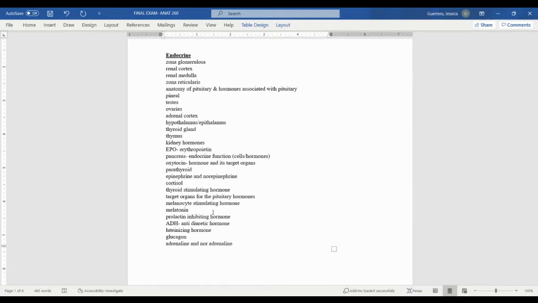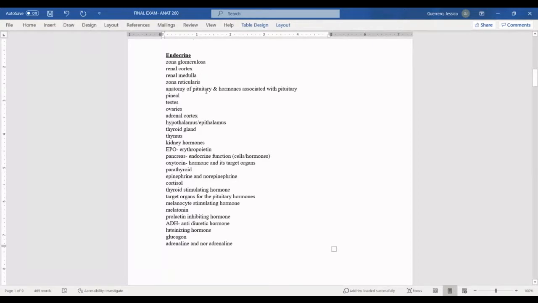When you say the zona glomerulosa, this is talking about a specific anatomical spot, but you need to know not only where that's located, but what hormones are associated with that, or what is that function? The renal cortex, renal medulla. I love the word cortex and medulla, so make sure you're familiar with what cortex is. I just mentioned it a few moments ago, and the medulla. And if you have questions about these, that was on the week 7 review. Okay, zona reticularis, so that's with the glomerulosa.